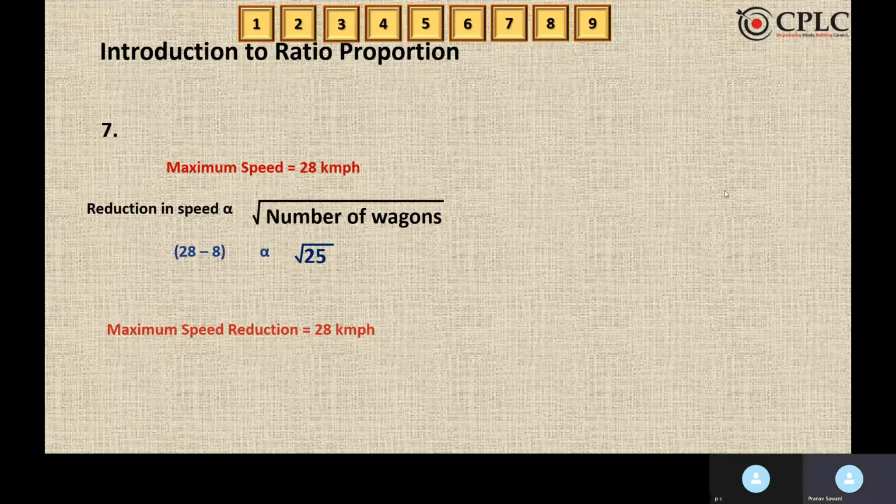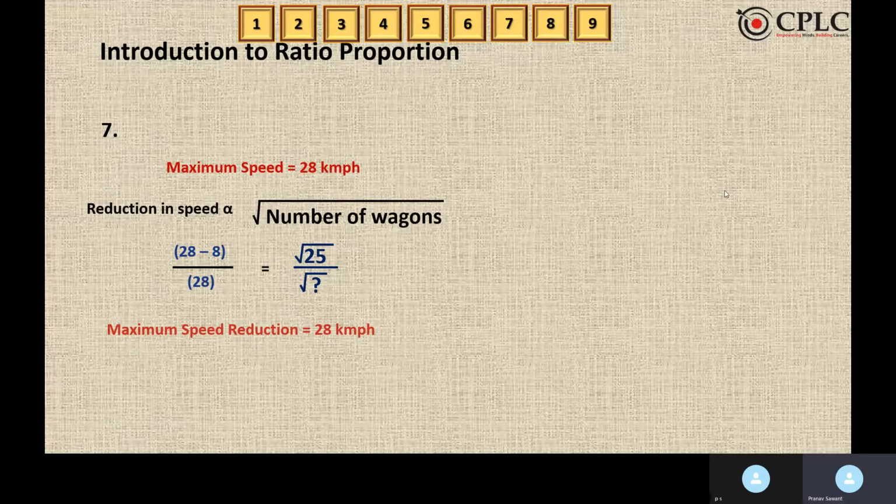If you think logically, the maximum speed reduction can be 28 kilometers per hour. So we'll take the speed of the train to 0. If we have to take it to 0, then we have to reduce the entire 28 kilometers. So let us assume the reduction as 28 kilometers, and we don't know how many wagons can be attached. So let's take it as x.